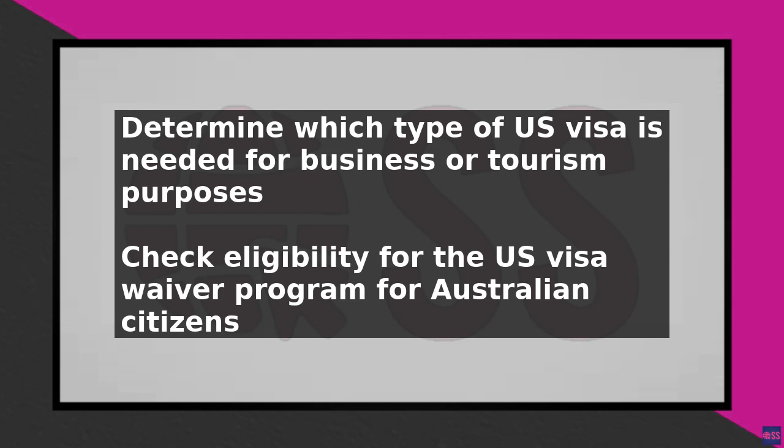The first step is to check if you are eligible for the U.S. Visa Waiver Program, which allows Australian citizens to stay in the U.S. for up to 90 days without a visa. However, if your stay exceeds 90 days or you are not eligible for the Visa Waiver Program, you will need to apply for a non-immigrant visa.